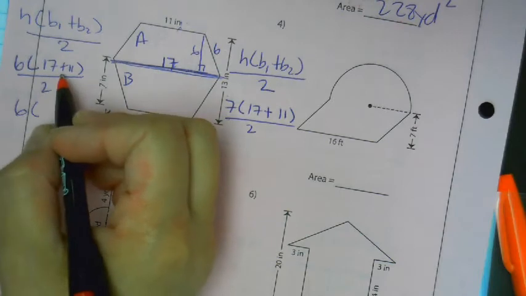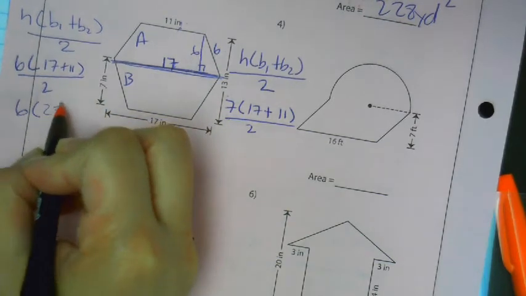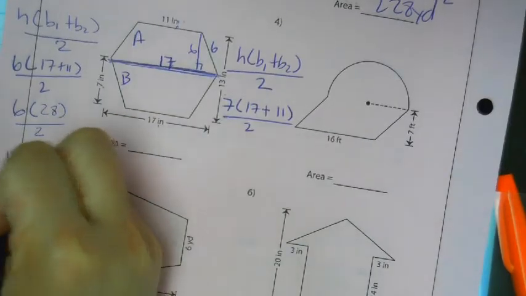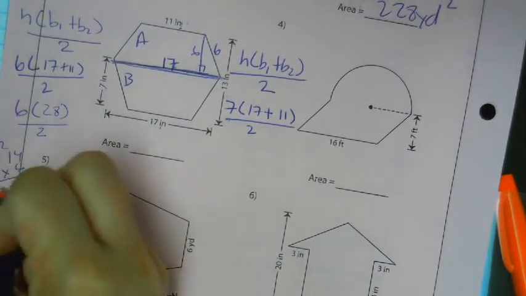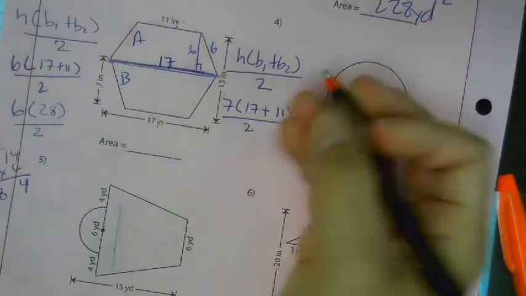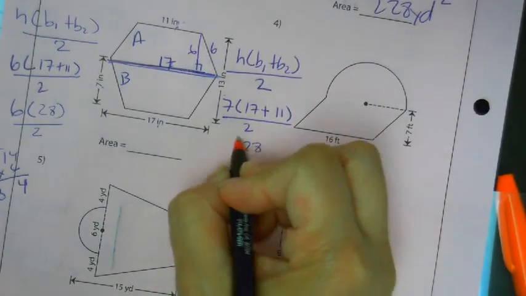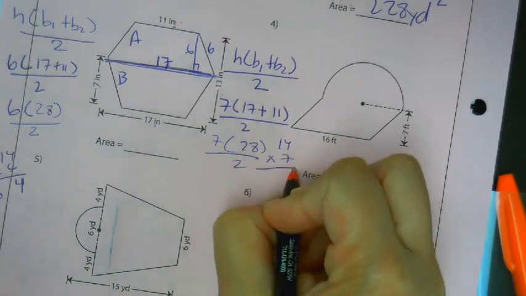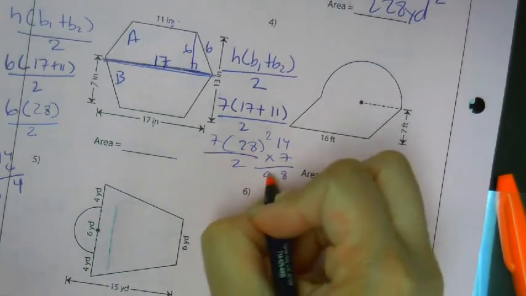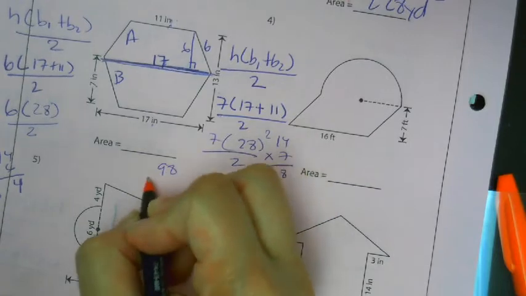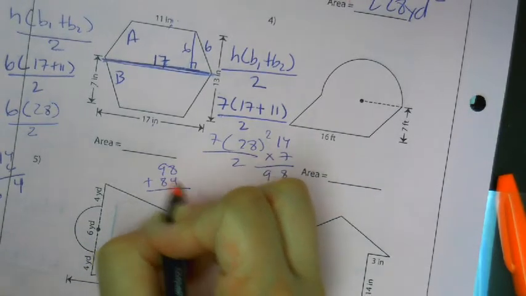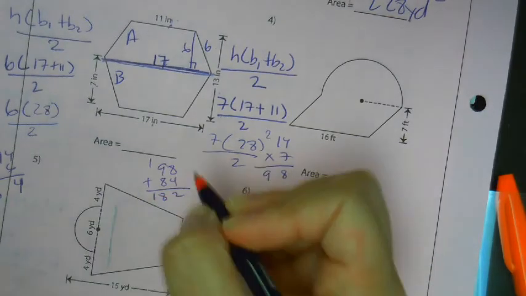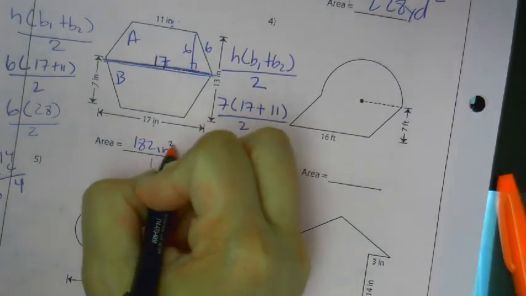17 plus 11 is 28, divided by 2, so 14 times 6. 4, 2, 8, 84. 28 times 7 divided by 2, so 14 times 7. 28, carry the 2, 98. So 98 plus 84, 10, 18, 182 inches squared.